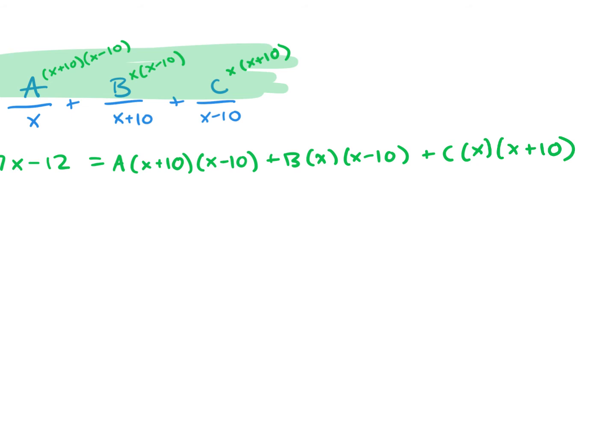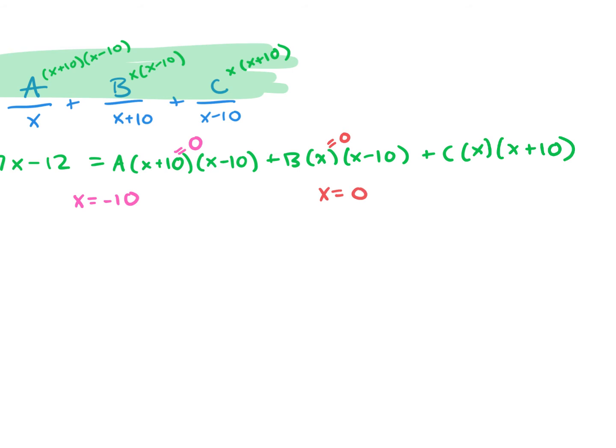So now I need to figure out what makes each piece here 0. What makes x plus 10 0? x is equal to negative 10 is going to be one number that I plug in. What makes x equal to 0? 0. So x is equal to 0 is going to be another number that I plug in.